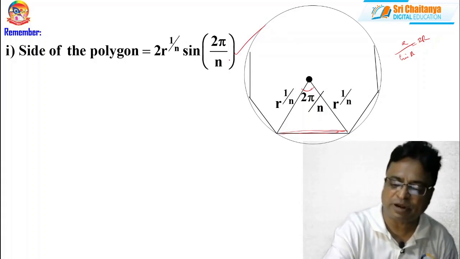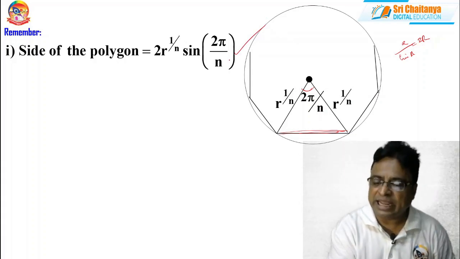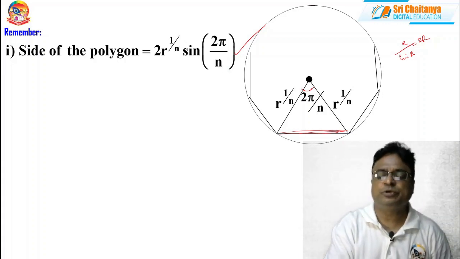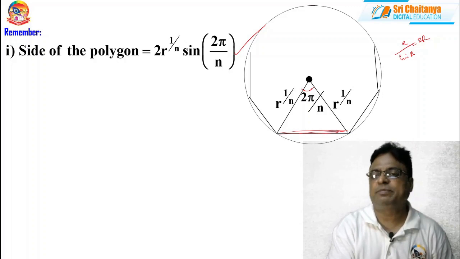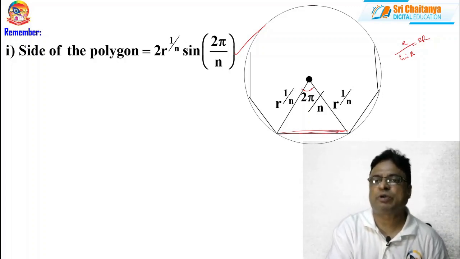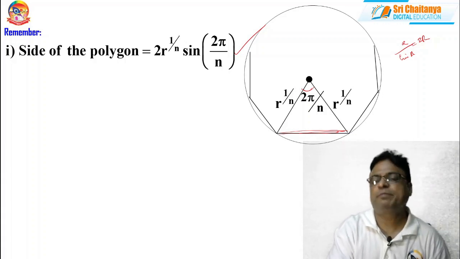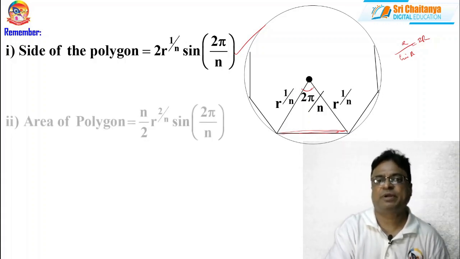So this is one of the formulas. Whenever the angle between the sides is known to you and the radius of the circle is known to you, immediately you can write the side of the polygon with the formula 2r power 1 by n sine 2 pi by n. This we can derive from the sine rule, from the properties of triangles.